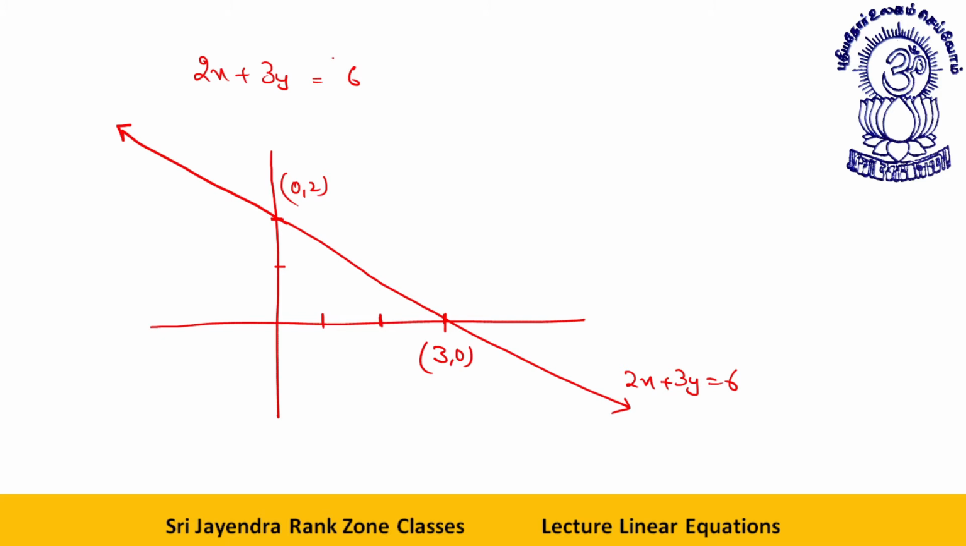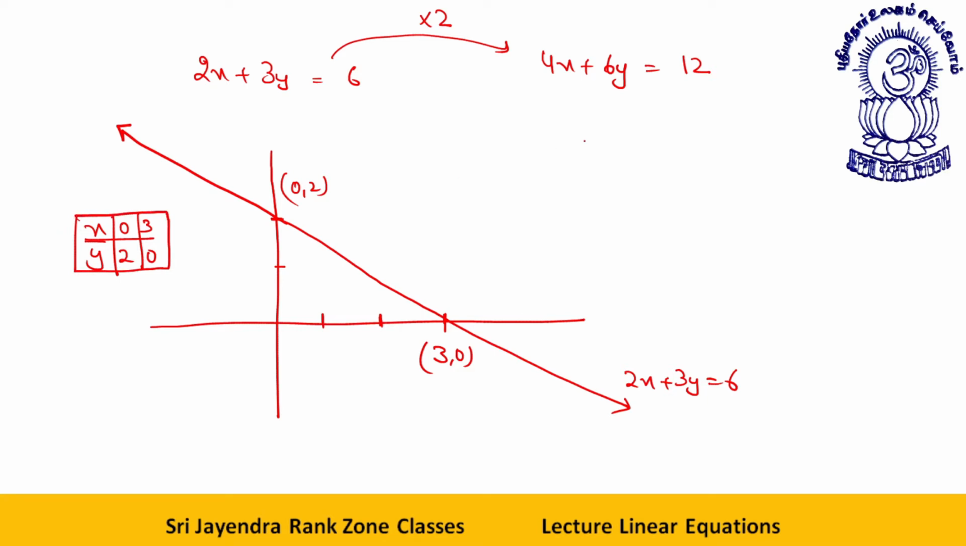Now, I take a similar line and multiply this by 2. When I multiply this by 2, what do I get? I get 4x plus 6y is equal to 12. If I put x is equal to 0, I get y is equal to 2. If I put y is equal to 0, I get x is equal to 3. Now 4x plus 6y is equal to 12. If I put x is equal to 0, I get y is equal to 12 by 6, that is 2.